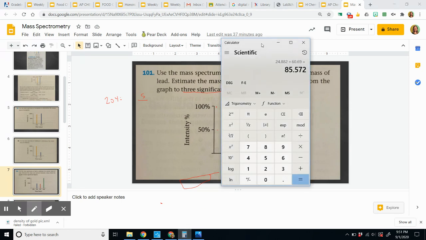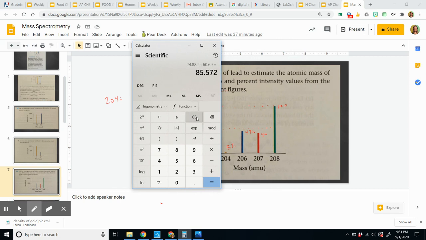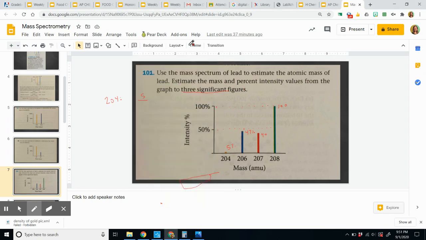of the amounts here. So let's add 5% plus 47 plus 40 plus 100, 192. Times 100. Okay, then we have 206, which has an abundance of 47 over 192 times 100.